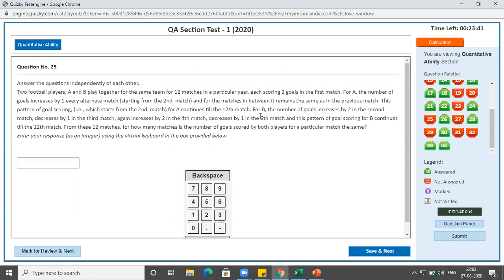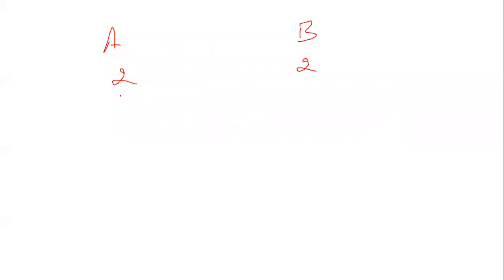So for A, starting with the second match it increases by 1, right? Then it stays the same, then increases, then stays the same. How many matches should there be? 1, 2, 3, 4, 5, 6, 7, 8, 9, 10, 11, 12. Okay. What is happening with B?